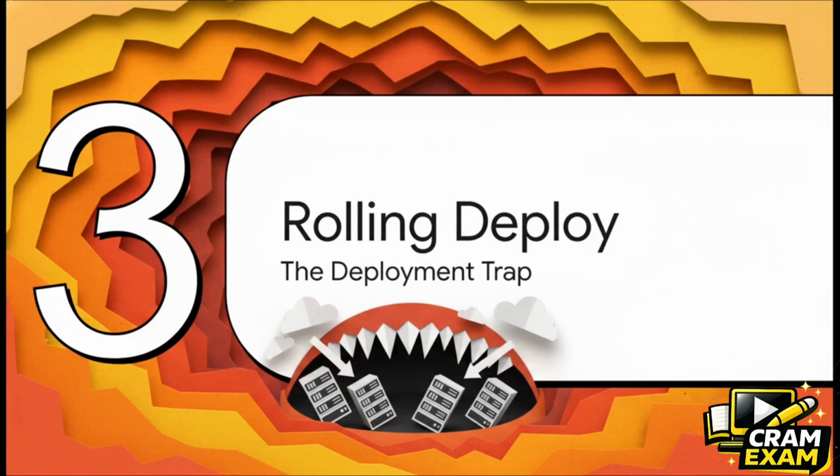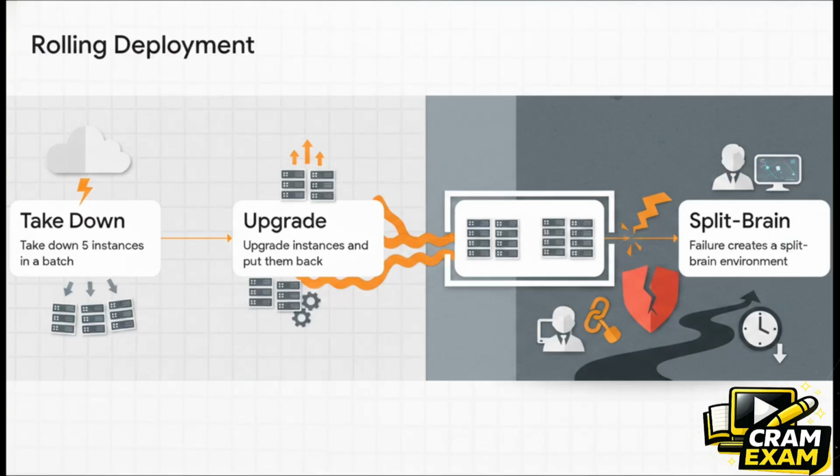All right, strategy 3, and pay close attention here because this is where people mess up. The pitfall, the rolling deployment trap. A lot of teams default to using a rolling deployment instead. In a rolling deployment, AWS updates your instances in batches. So it takes down maybe 5 instances, upgrades them, puts them back into service, and then moves on to the next 5. Seems logical, right?